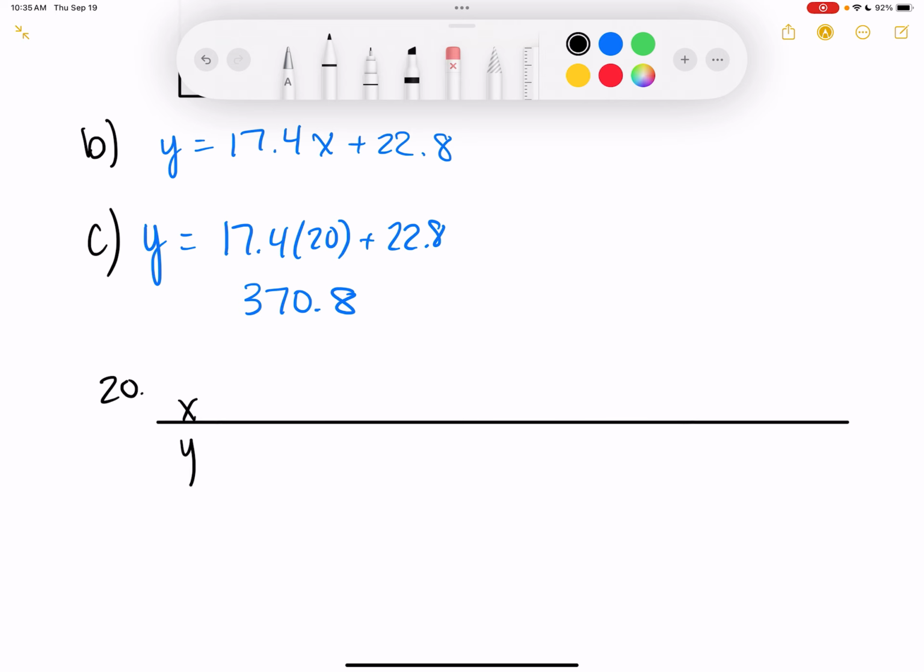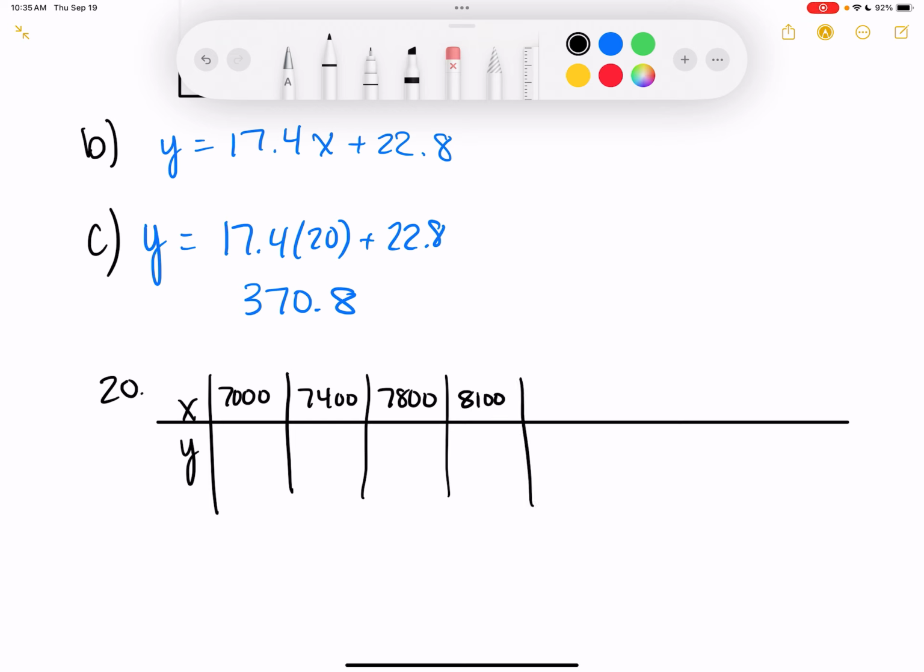So more dots. X is 7,000, 7,400, 7,800, 8,100, 8,500, 8,800, 9,200. I'm so glad that we don't have to put the numbers in by hand. I'm out of room.